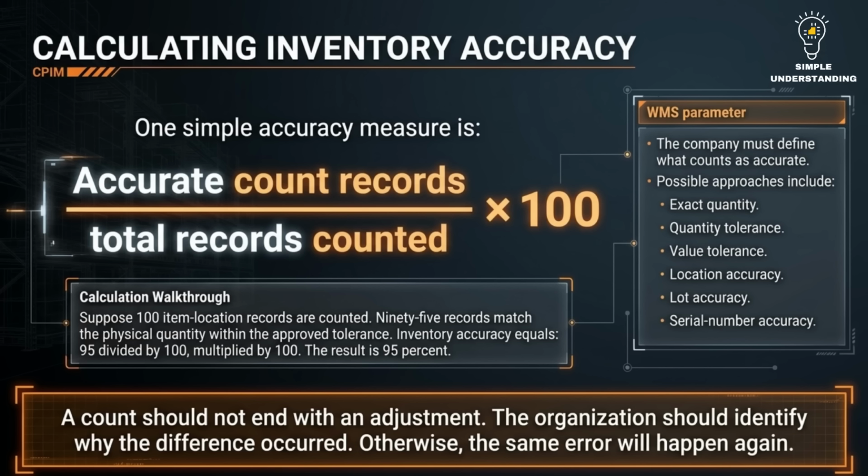A count should not end with an adjustment. The organization should identify why the difference occurred. Otherwise, the same error will happen again.